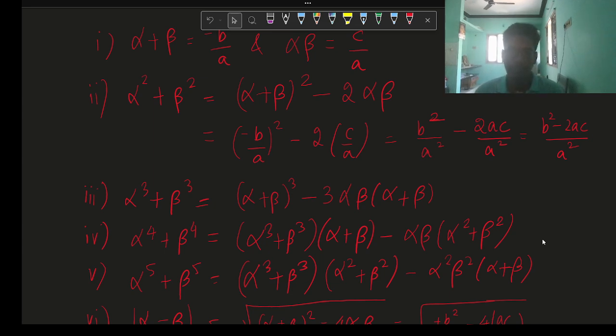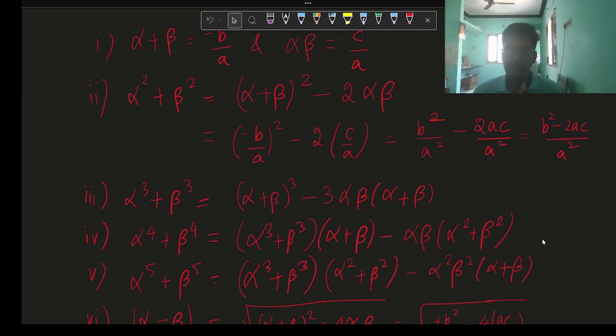So alpha power 5 plus beta power 5 can be written as alpha cube plus beta cube of alpha square plus beta square minus alpha square beta square of alpha plus beta. This sounds really tough to memorize, but you can practice this. Else, if you don't want to do that, you're welcome. You can just factorize the equation and get the roots very easily. And then just substitute one root as alpha and another root as beta and just solve it. You end up getting very easy results.